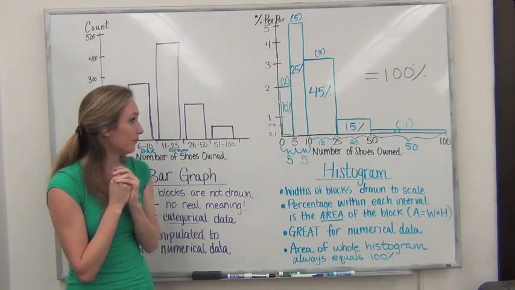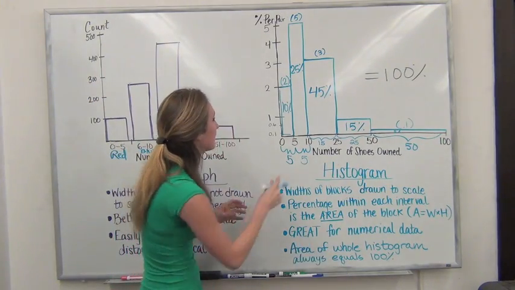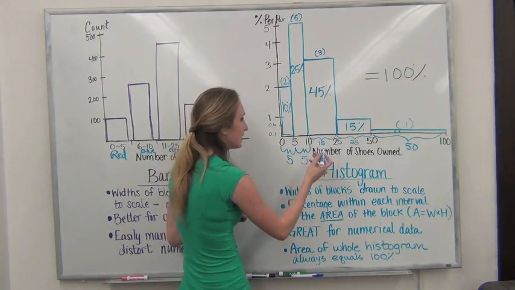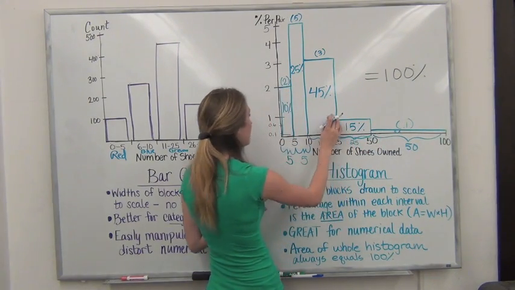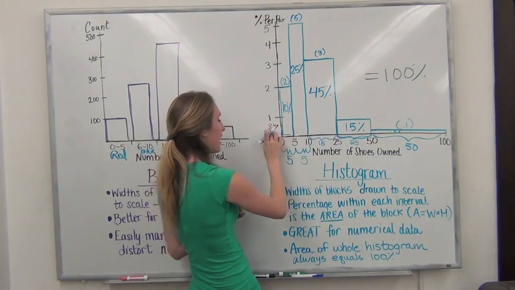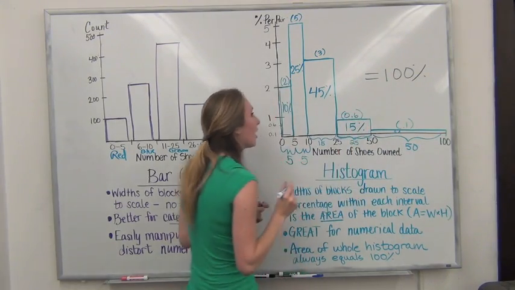How did you get the 15% again? What did you multiply? Yes, you're right. I forgot to write this up on top. The 15% came from a width of 25 times our height, which I looked over here on my axis and saw that it was 0.6. That's our height there.